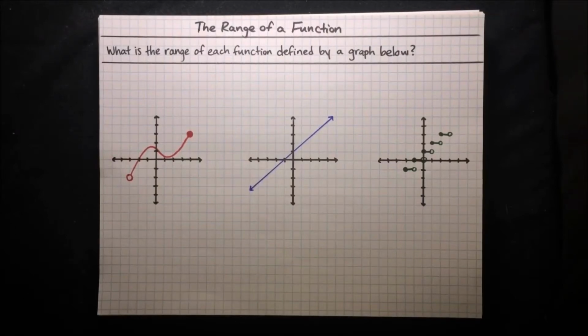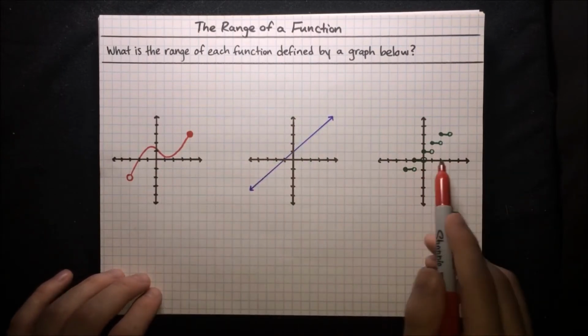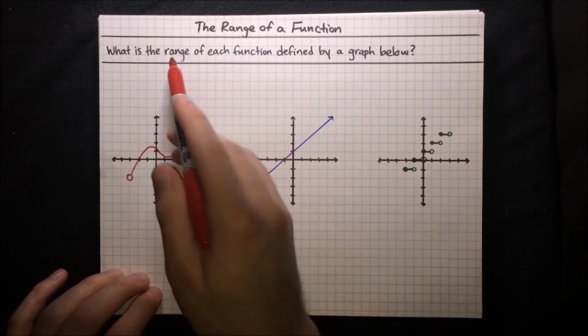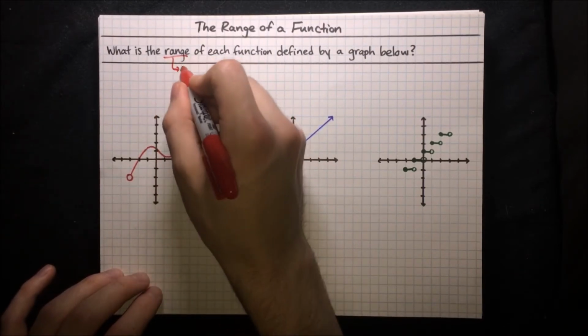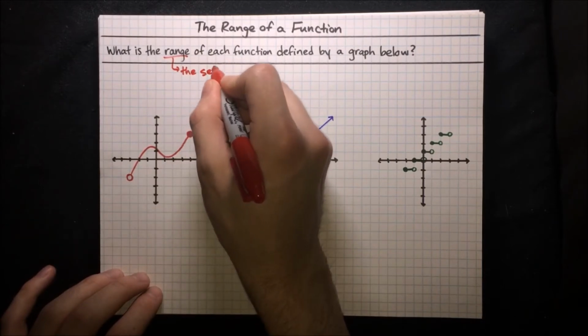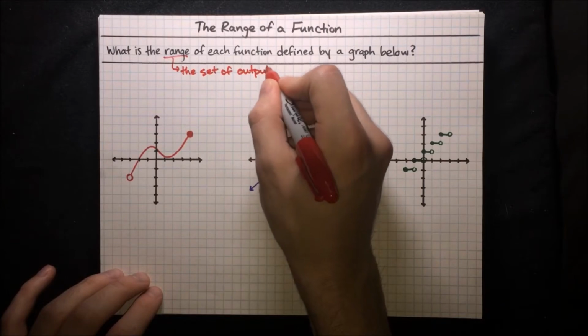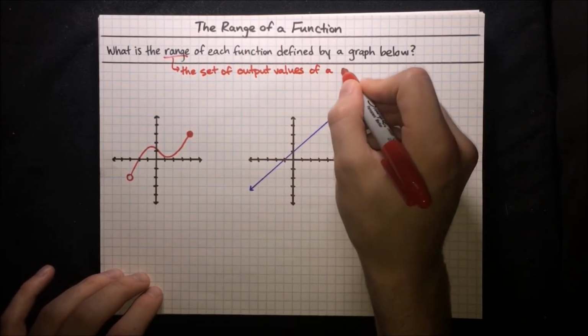In this video, we're going to learn how to find the range of a function. So what is the range of each function defined by a graph below? But first of all, what is the range of a function? What does that even mean? Well, the range of a function is just the set of output values of a function.